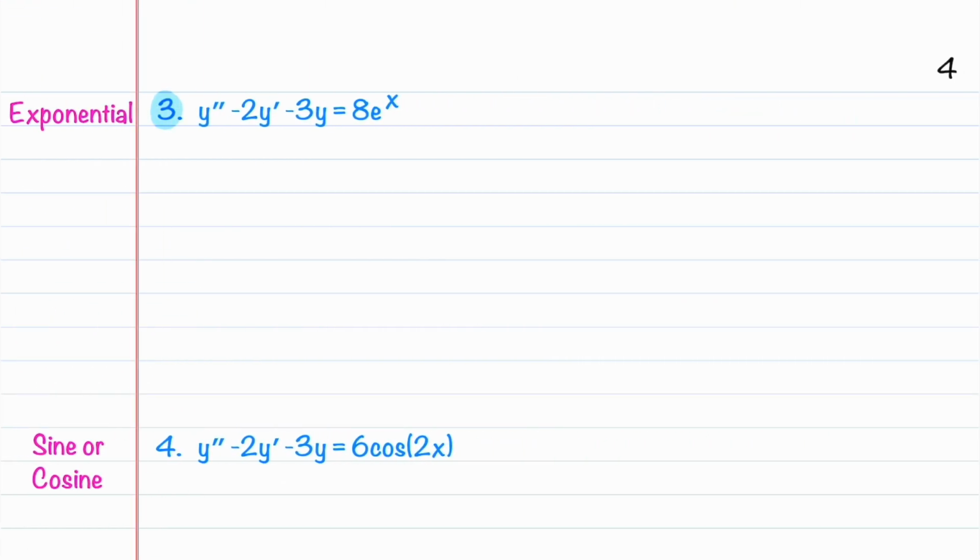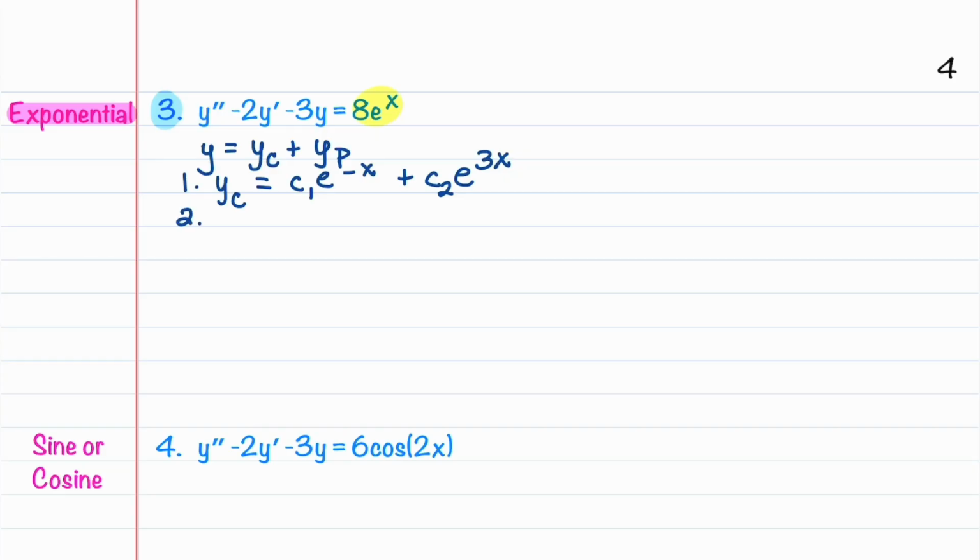In our third example, our right-hand side is an exponential function. Our solution y is again y sub c plus y sub p. In step 1, we're going to write down y sub c. It's the same homogeneous solution as our other two equations. And that solution is c1e to the minus x plus c2e to the 3x.